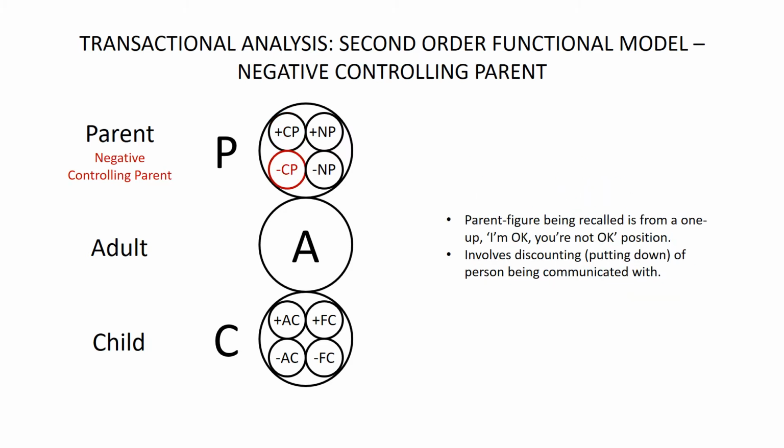A negative controlling parent ego state results from a parent figure influence that does not have genuine regard for the person being addressed. It comes from a one-up position of I'm okay, you're not okay, and involves the discounting, the putting down, of the recipient.